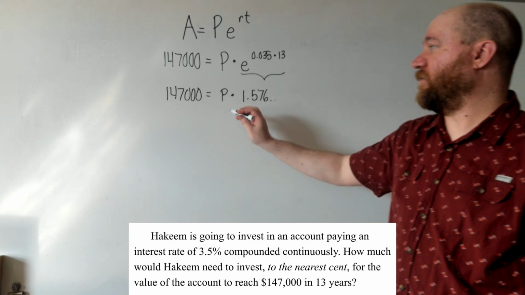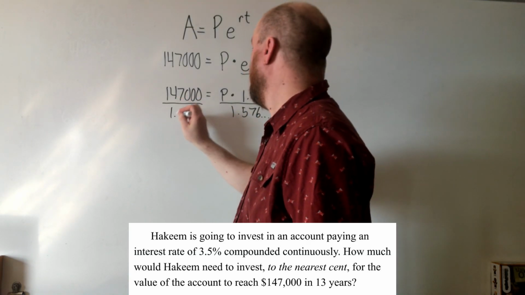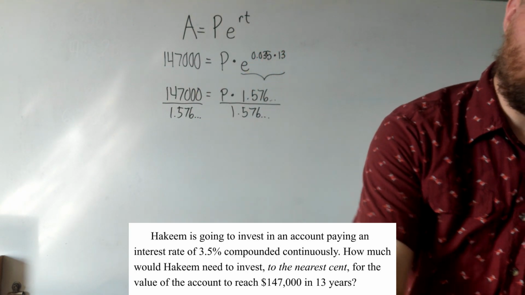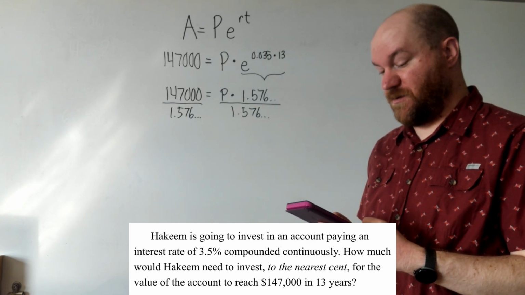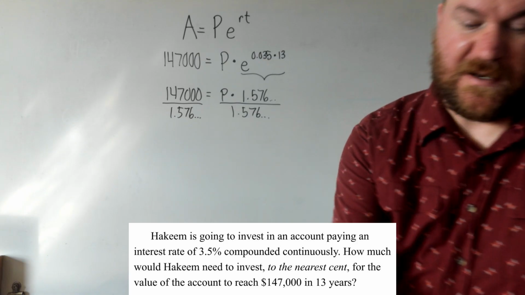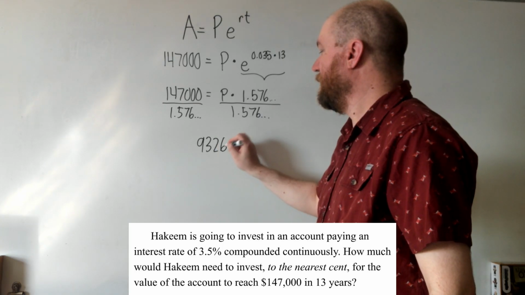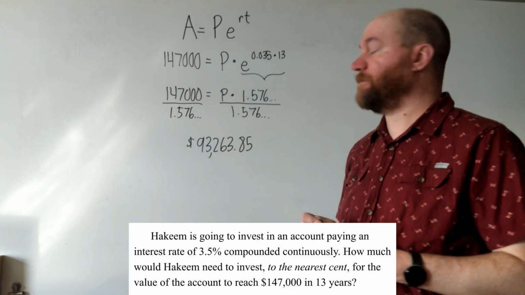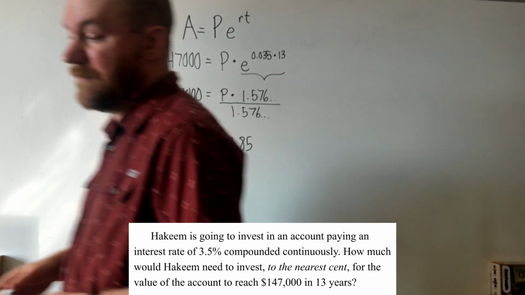And then I want to know the value of P. So I need to divide by 1.576 dot dot dot. And I'm going to use my calculator for that. And I'm not going to do dots on my calculator. I'm actually going to just use the value that's on the screen. So 147000 divided by the last answer we just got. And we get $93,263.85. This question said to round to the nearest cent correctly. Yep. Great. Got 2 more questions to go. We're almost there.